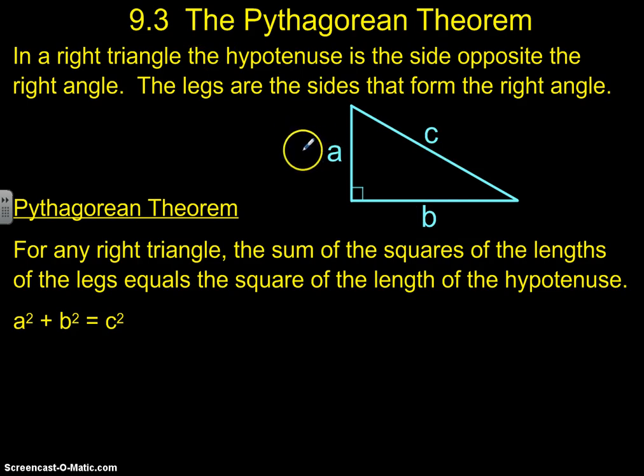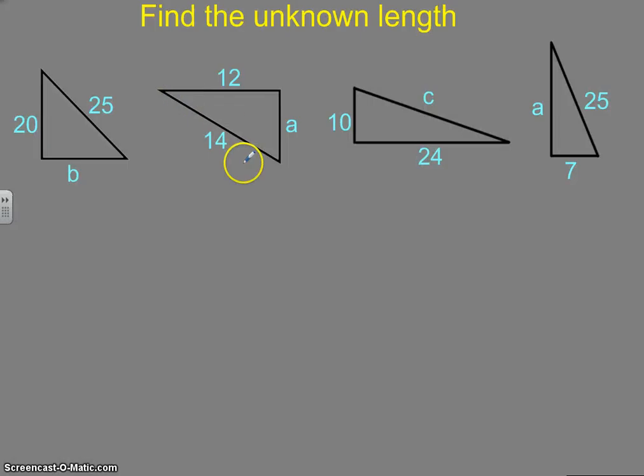Let's say A was 2 and B was 4. The Pythagorean theorem states if I square A, which would be 4, and I add it to the square of B, which would be 16, that's going to give me the square of C. So that's going to be C squared. To find out what C is, I would have to take the square root of 20, which we don't know because it's not a rational number. But again, the Pythagorean theorem states A squared plus B squared equals C squared. Now let's just use that to solve some problems.